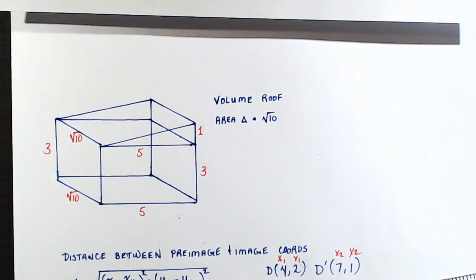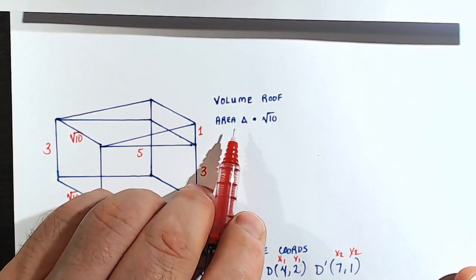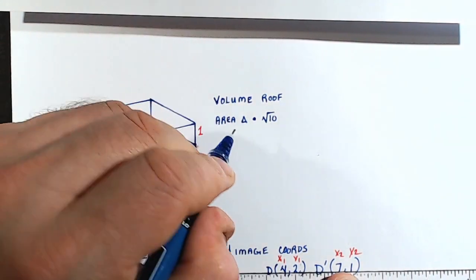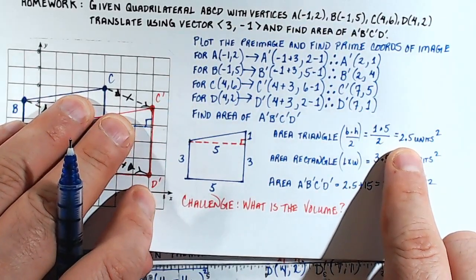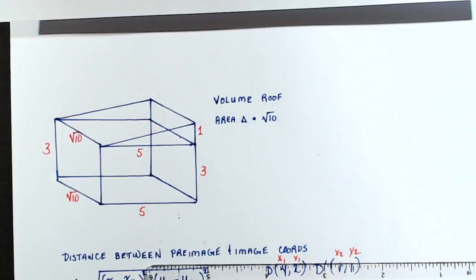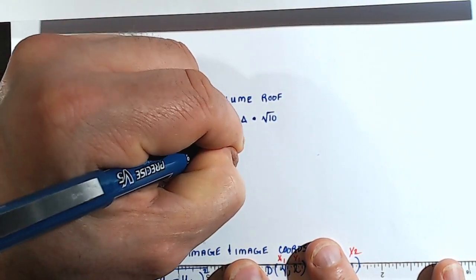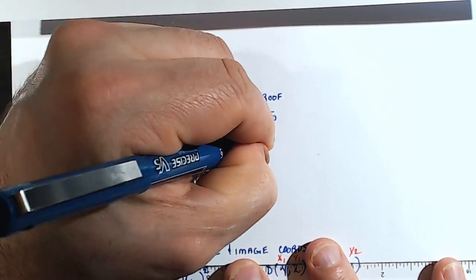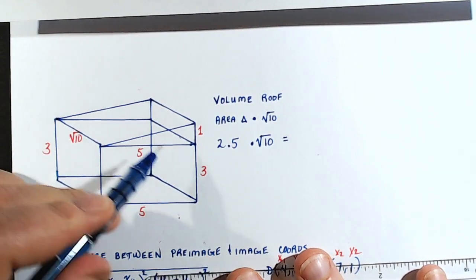We have enough information, and we've already found the area. Remember before we found that the area of that triangle piece was 2.5 units squared. So 2.5 times the square root of 10 is going to equal the volume of the roof piece.